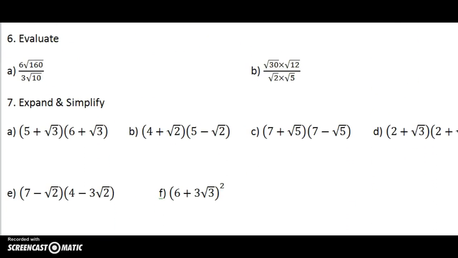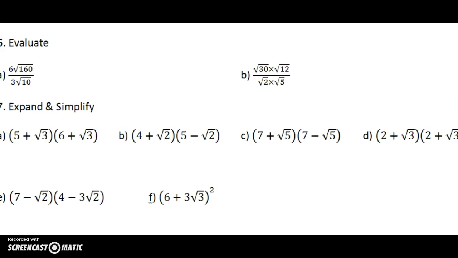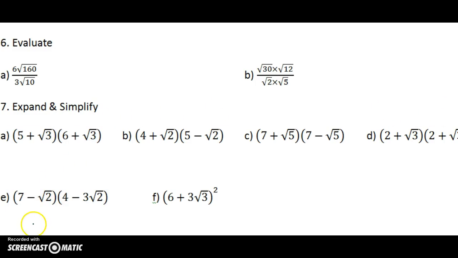We then went on to multiplying out some double brackets. So whichever your favourite method for multiplying out brackets. So if I stick with the crescent moon, 5 times 6 is 30. 5 times root 3, 5 root 3. Root 3 times 6 is 6 root 3. And root 3 times root 3 is the square root of 9, which we know as 3.